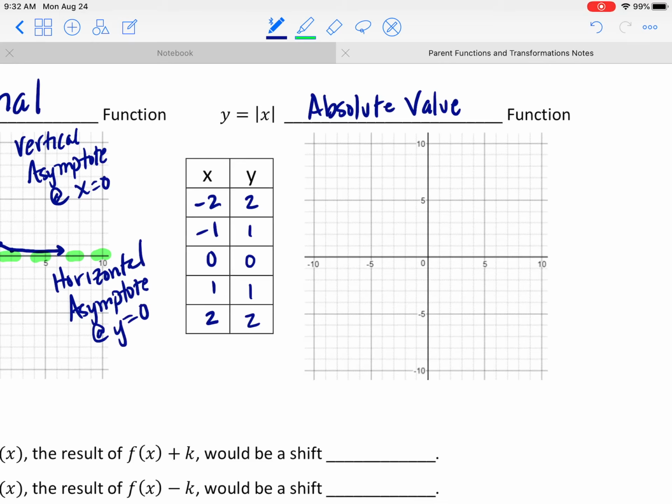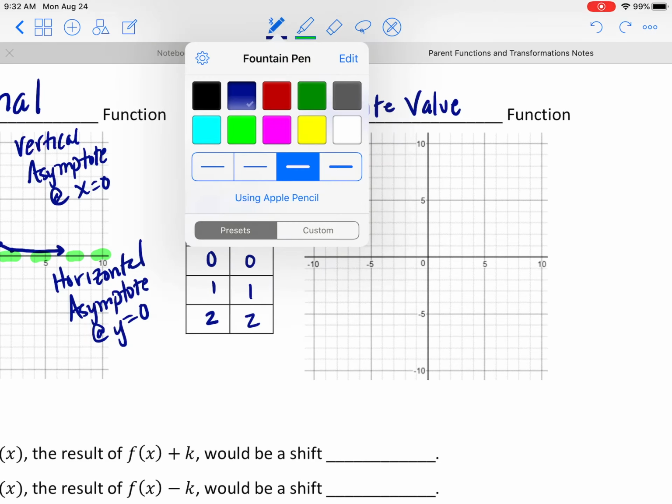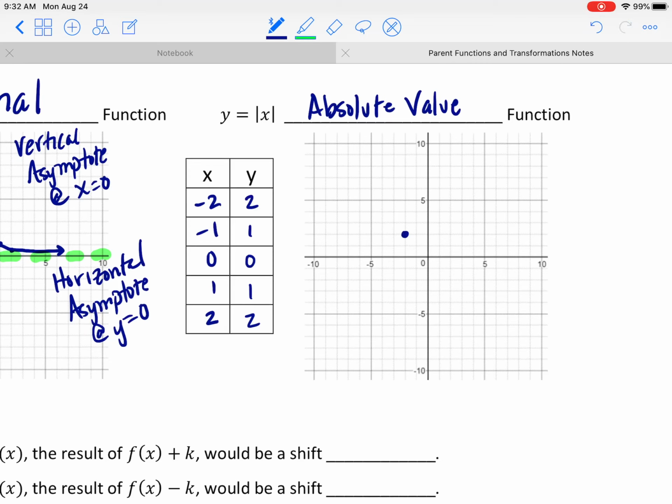So something similar to our quadratic happens here, where we have sort of this mirror image concept. Okay, but let's put it on the paper. So negative 2, 2. Negative 1, 1, 0, 0, 1, 1, 2, 2. And if I put 3 in, I'd get 3, 4 would make 4, and this is going to keep going in both directions in the same fashion. So it's sort of like the quadratic where we have some symmetry happening, but it's linear on both sides. So instead of making a U shape, it makes a V shape. And every time you graph an absolute value function, that's what's going to happen. It's going to make a V-shaped graph.